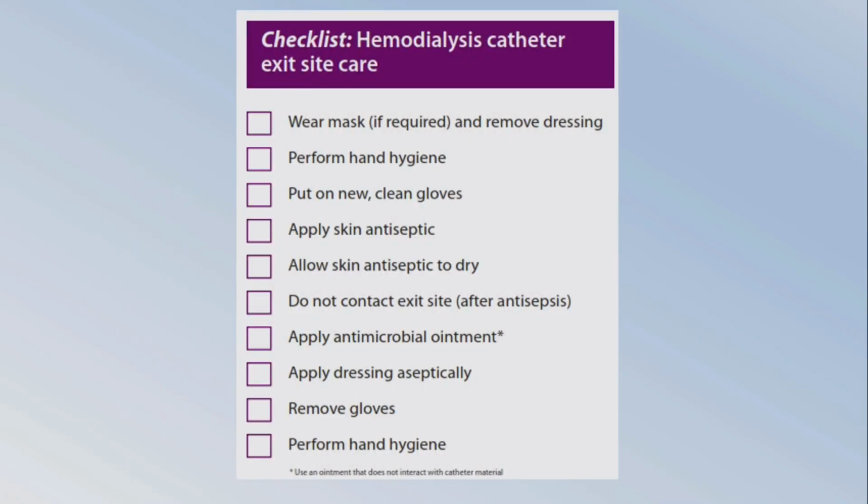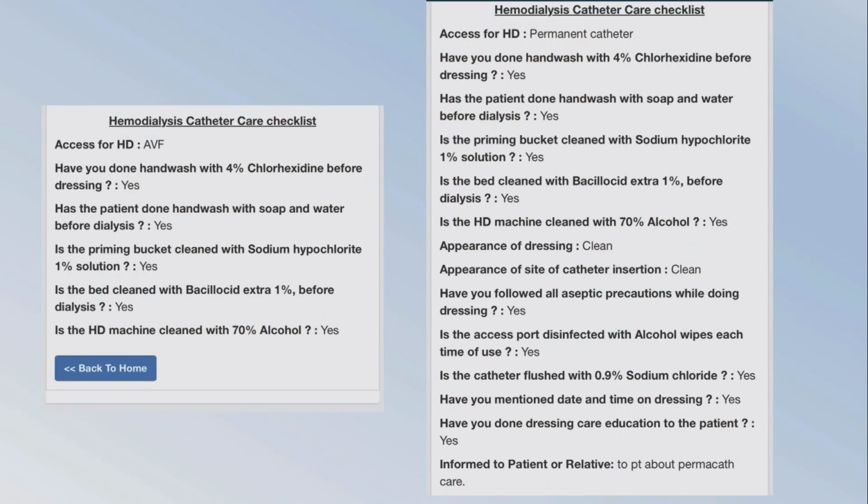So an example of a checklist from abroad, but this is what we use in our unit as a checklist before every connection. The left one is for the AV fistula connection, the right one is for the pump cath connection. We are all online systems, so all our dialysis flow sheets are also online. But before accessing the dialysis flow sheet, the technician or the nurse has to access this, fill this, and then only they can access the dialysis flow sheet. Otherwise, they are not able to fill the dialysis flow sheet.